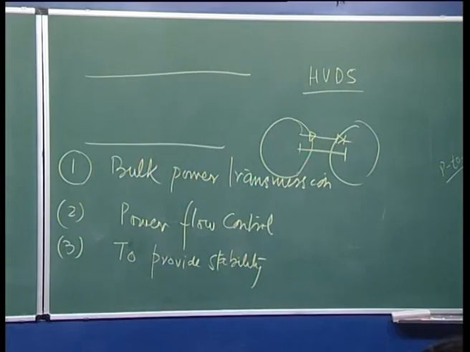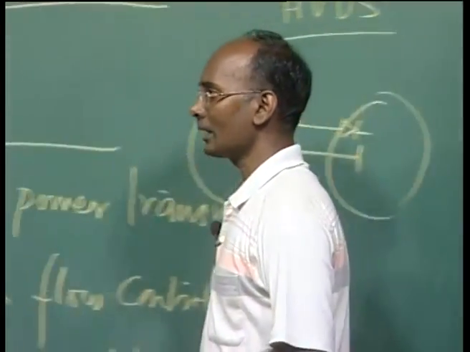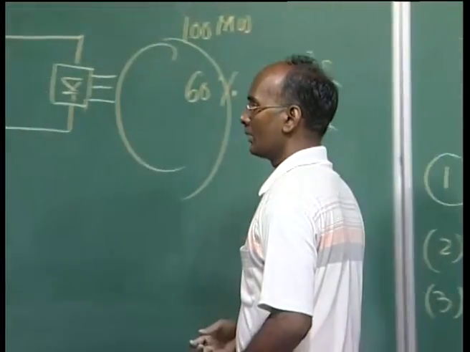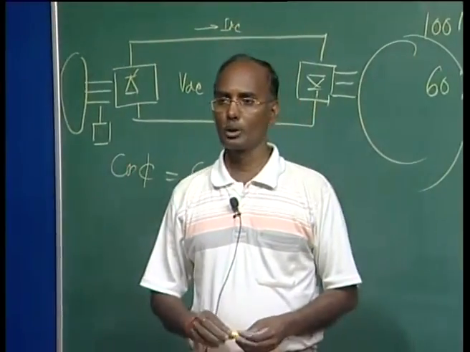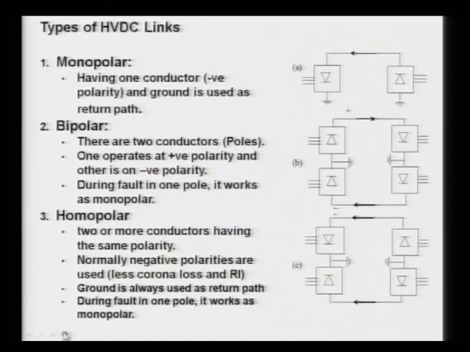Now, looking at all these advantages and disadvantages, let us see the various types of HVDC links that are possible and existing. Normally HVDC links can be categorized in three broader categories. One is called monopolar, second is bipolar, and third is homopolar.